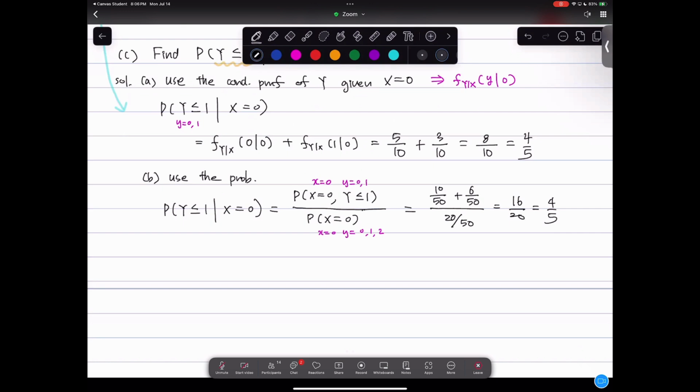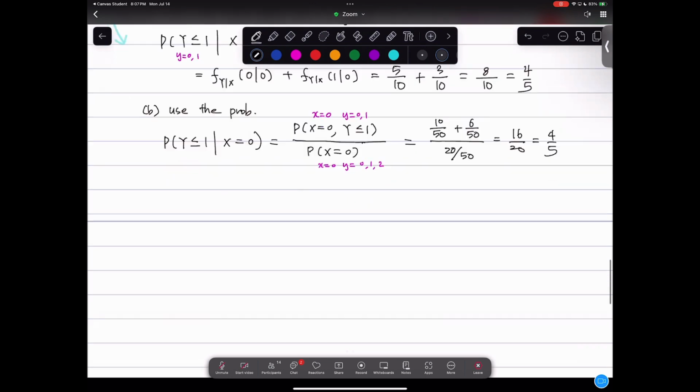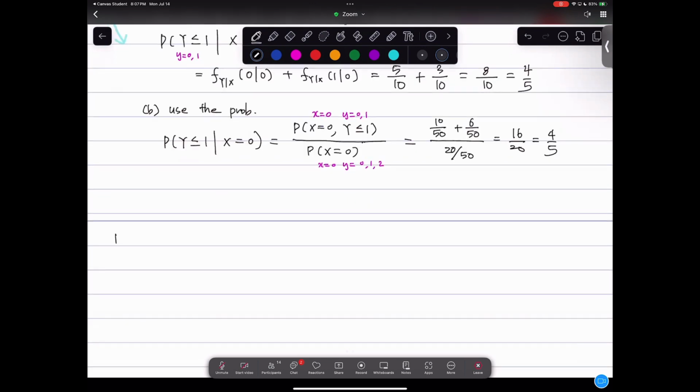There is a lot of thinking involved. You have to be a little careful. So let's write a note. The conditional PMF is a proper PMF.